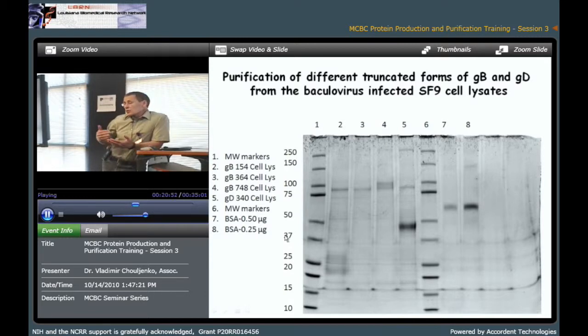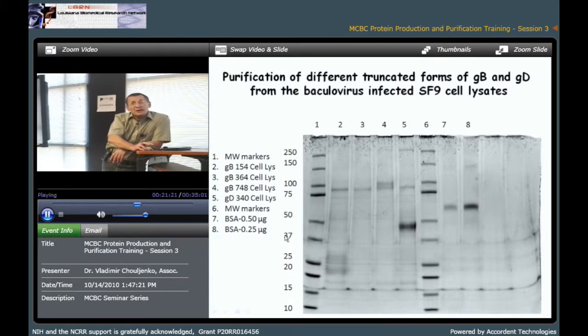for GD340, which is very similar to GB364, you have very high yield of highly purified protein. It means there is no guarantee if you design your protein to be secreted or to be inside of the cells. You still have to try both ways, because you still can find your protein trapped inside of the cells. It means each individual protein requires an individual approach. It's not like you have the same rules for all proteins.